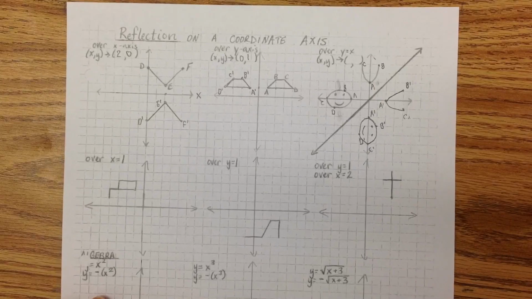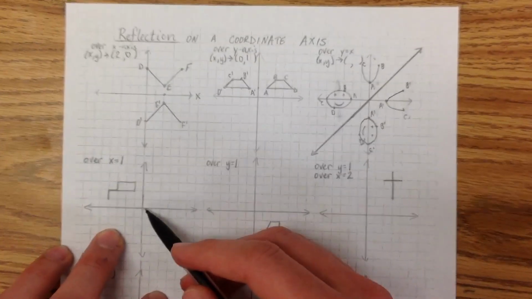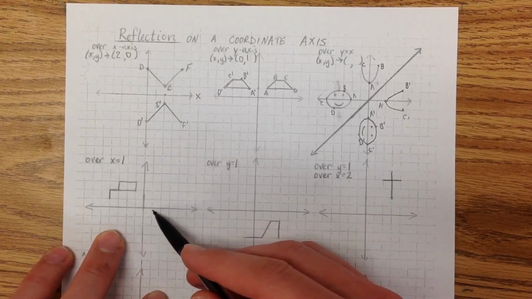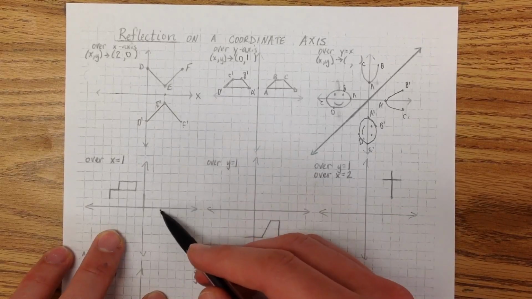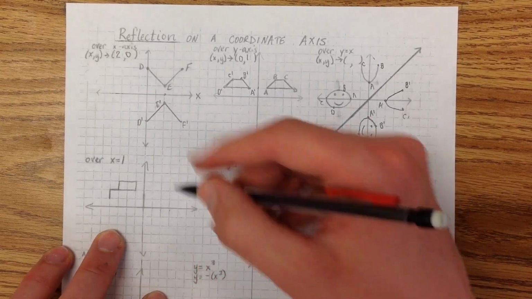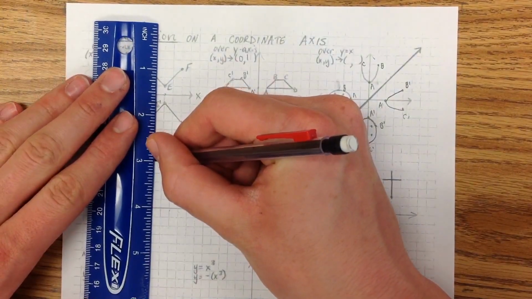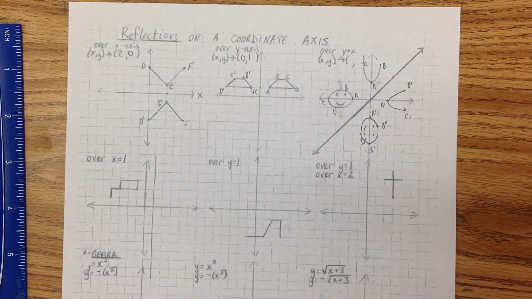Alright. Over the line x equals 1. So where does x equal 1? Well, this is the x-axis. X equals 1 at this line right here. This is 1, that's 2, that's x equals 3, x equals 4. So the line x equals 1 is this vertical line right there. So I'm going to reflect over that, not over the x or y axis, but over this line.